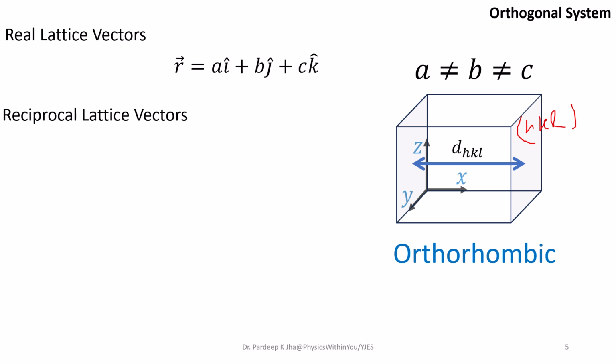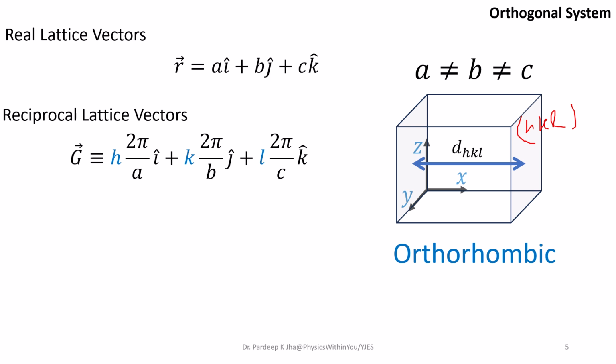So we define a reciprocal lattice. It is just in the parallel way of Fourier. How you do the reciprocal. So in the reciprocal lattice formation, it is generally defined in terms of H, K, L, with the reciprocal of A, B, C respectively along the axes. So it is 2 pi by A along the x-axis, 2 pi by B along the y-axis, and 2 pi by C along the z-axis, and further multiplied by their respective Miller indices.